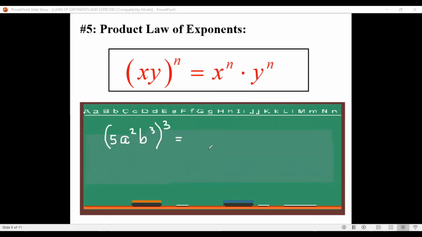So we need to distribute one by one. The 5 there becomes 5 raised to 3. So 5 times 5 times 5, which results to 125. And then a, again, that is a power of a power. Therefore, 2 times 3 is equal to 6. So there should be a raised to the 6th power, and then b raised to 3, and then another exponent of 3. So that means b raised to 3 times 3 is 9. So that is how we simplify the product law of exponents.